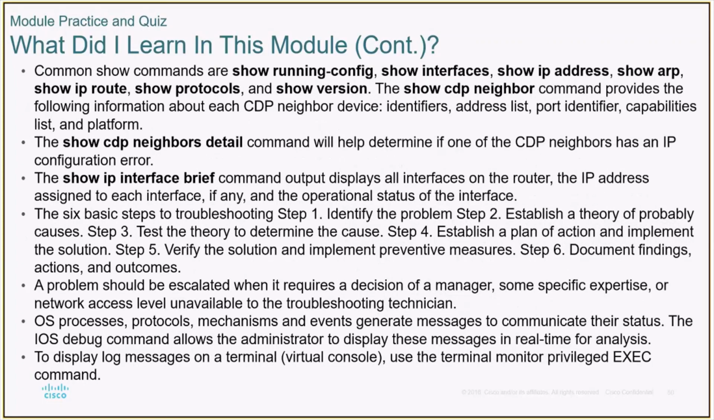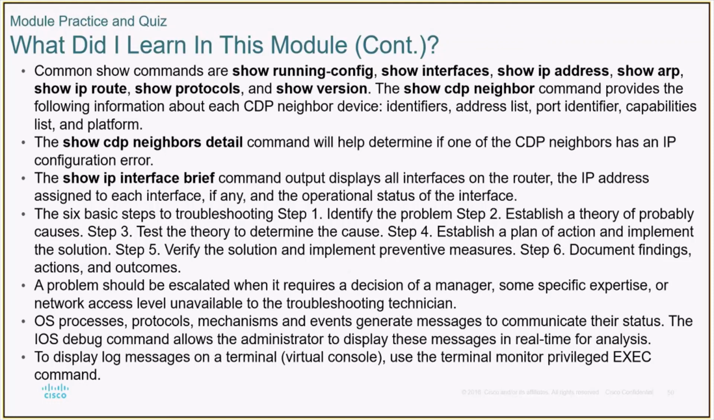Common show commands are show running-config, show interfaces, show ip address, show arp, show ip route, show protocols, and show version. There's also show cdp neighbors, which is useful as well. You can do show cdp neighbors detail, and that will actually give you a lot more information per device instead of just one line. The show ip interface brief command outputs all interfaces on the router and their IP addressing information.